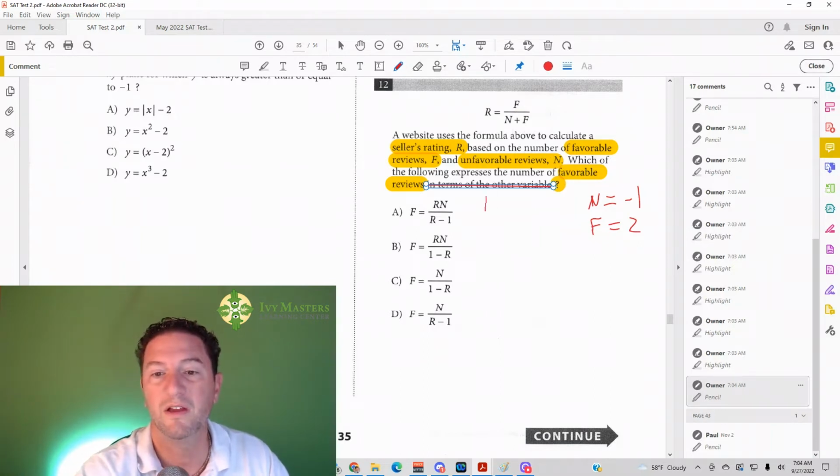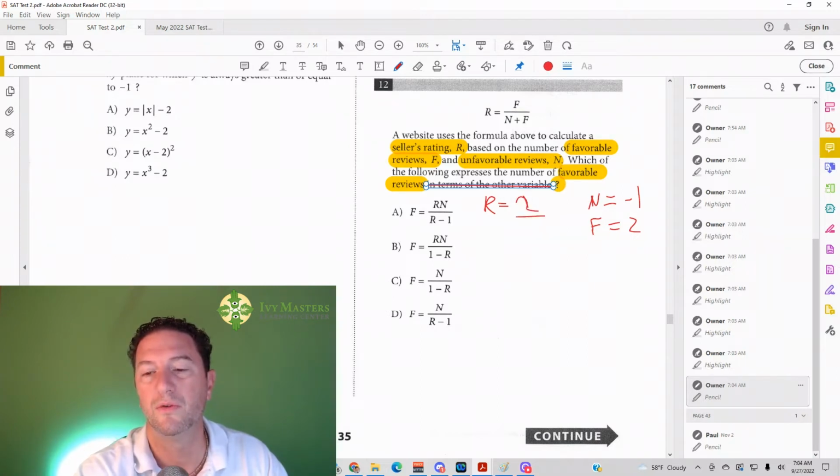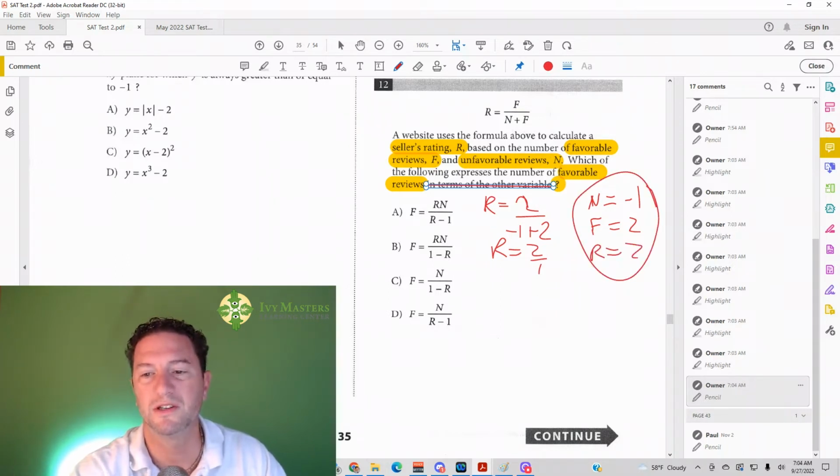In this case, I've got R equals, in place of F, I put 2 over, in place of N, I put -1 plus 2. And then I get R equals 2 over 1, so R equals 2. And I just circle those. And now when I plug into my answer choices, it's just gotta work.